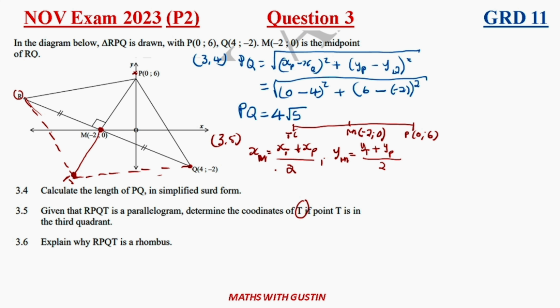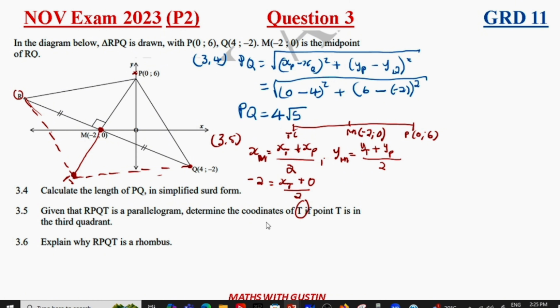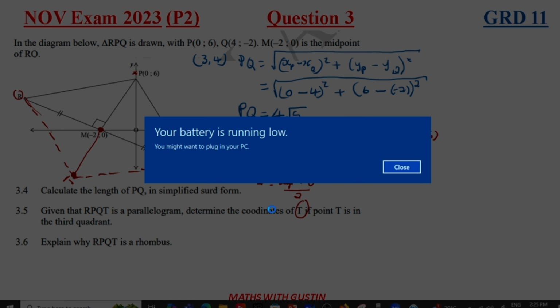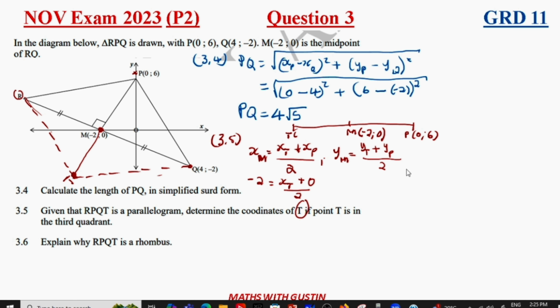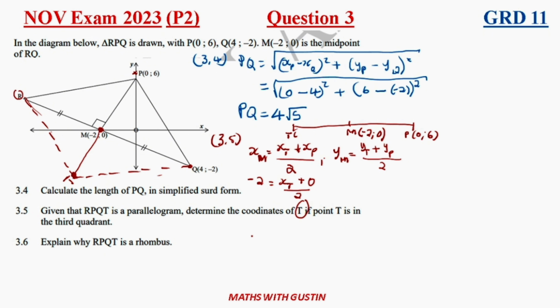All right, the x at the midpoint is equal to -2. It's equal to x at point T plus the x at point P, which is 0, all over 2. Therefore, if we continue here, 2 times -2 is going to give us -4. It's equal to x at T.